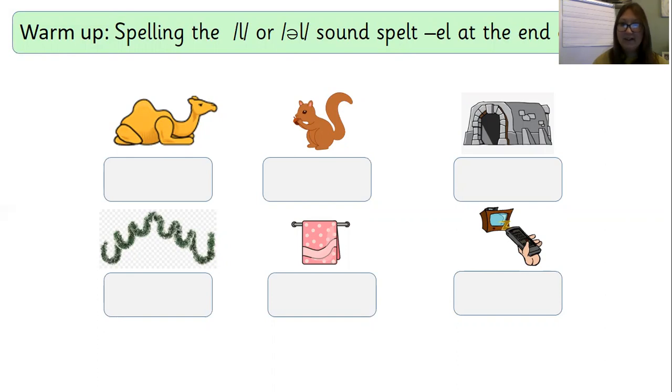Your next word is towel. Can you write the word towel? That's a pretty pink towel.